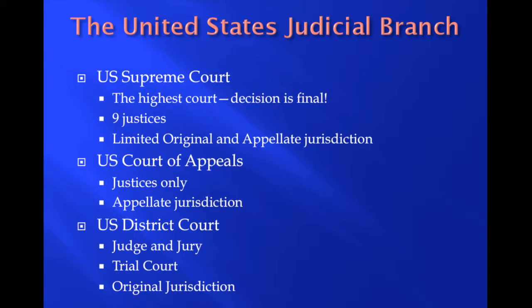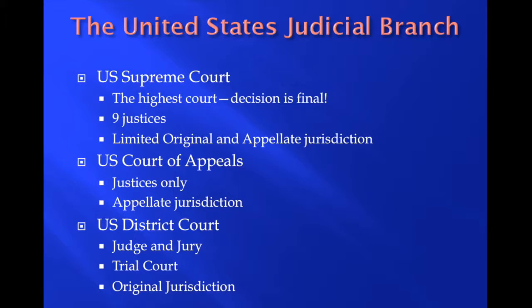The U.S. Court of Appeals is underneath the Supreme Court. There are several in the United States, divided into what are known as districts or regions, and each district has its U.S. Court of Appeals. Again, there are only justices. It's a 3-justice panel, so there is no jury and no trial in the U.S. Court of Appeals either. They have appellate jurisdiction, which means they review the case that was heard in the court below it.